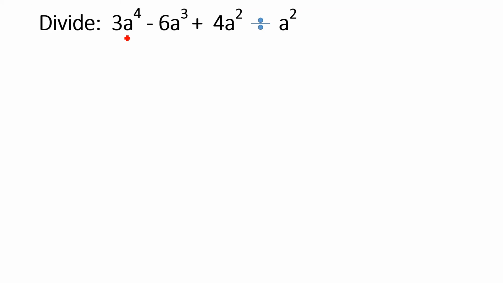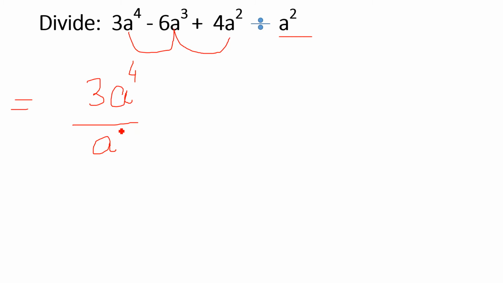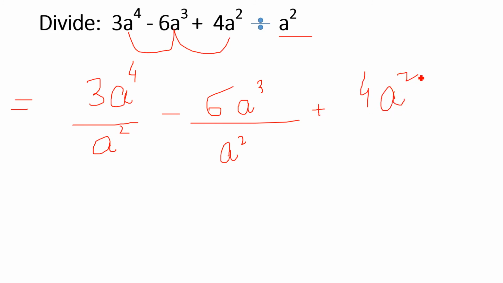So here, see, this is a trinomial: 3a4, 6a cube, and 4a square. Same base, but the powers are different. This is the polynomial and this is the monomial. Here we will not take the exponent of the denominator to the numerator. We will divide it directly. So this a square means you have to divide each term by a square: 3a4 divided by a square, 6a cube divided by a square, and then positive 4a square divided by a square.